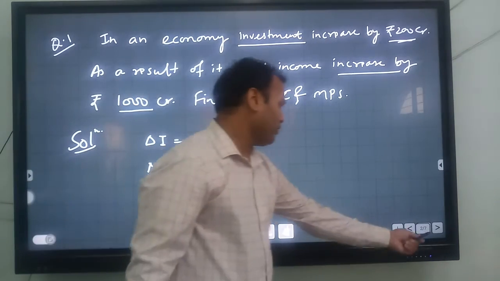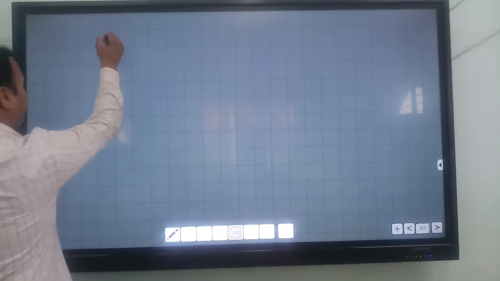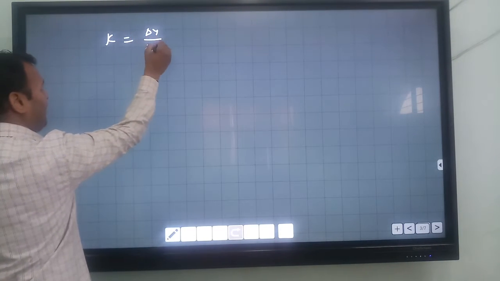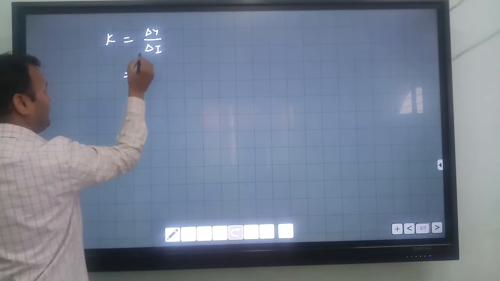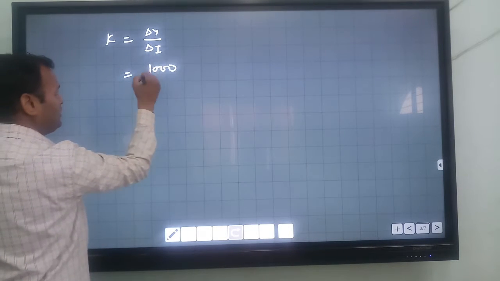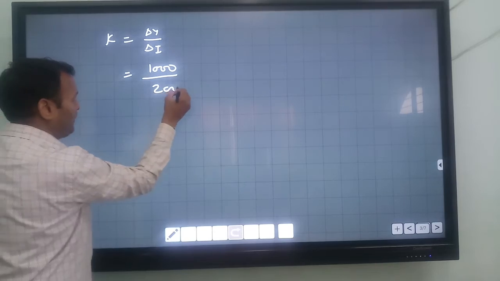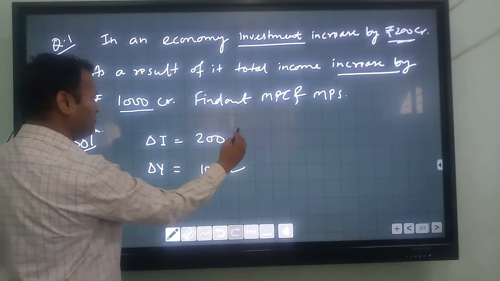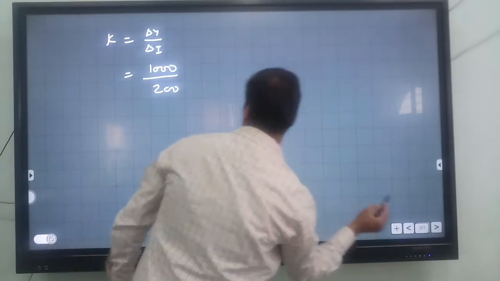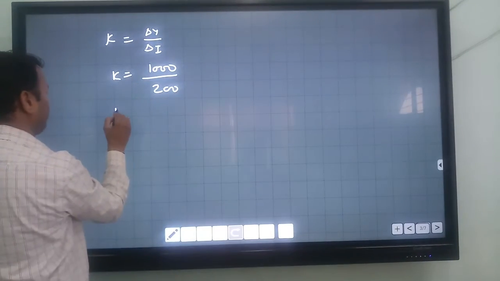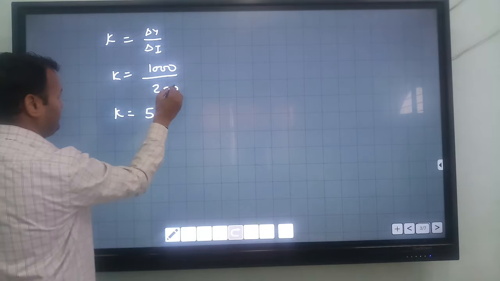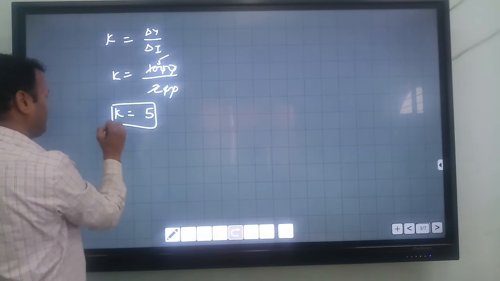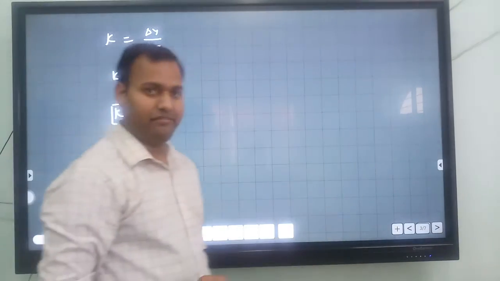Okay. So as you know, K is equal to what? Delta Y upon delta I. Delta Y is 1000 and delta I is 200. So what is the value of K? That is 5. Okay, so the value of K is 5.